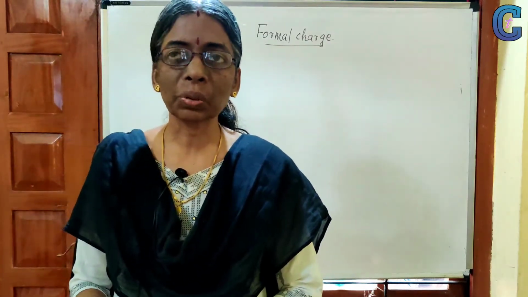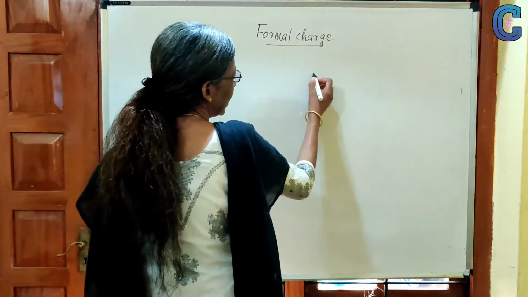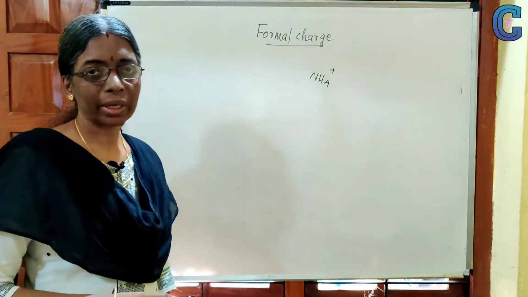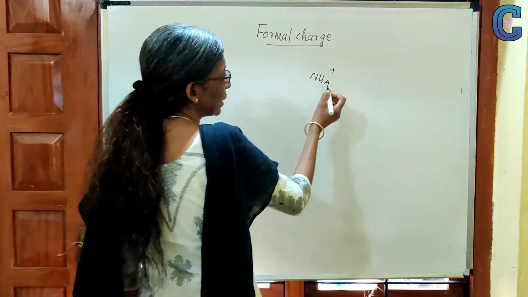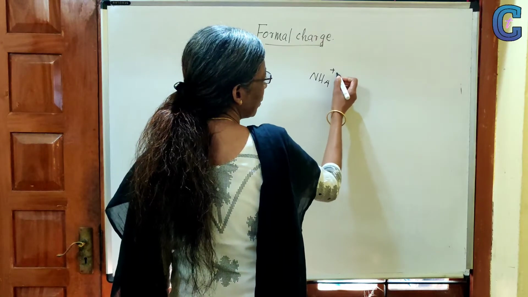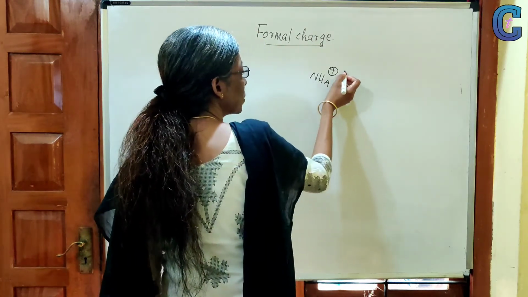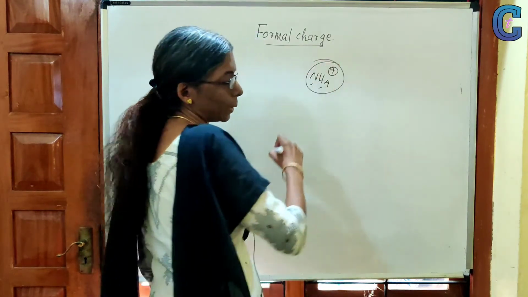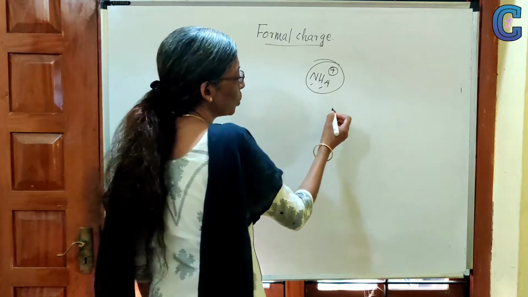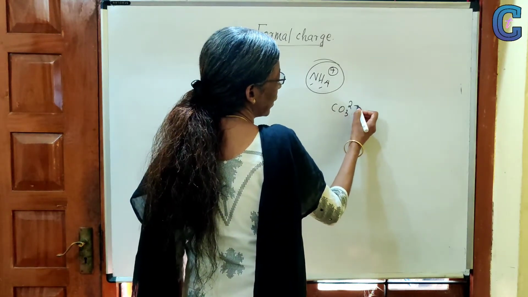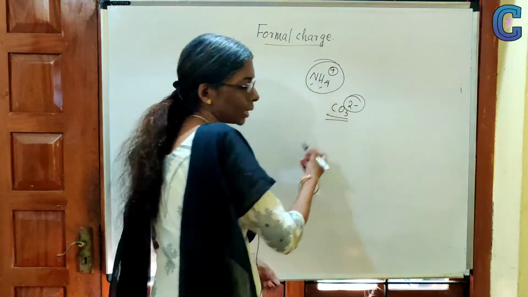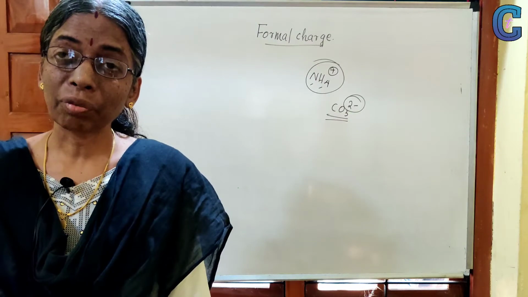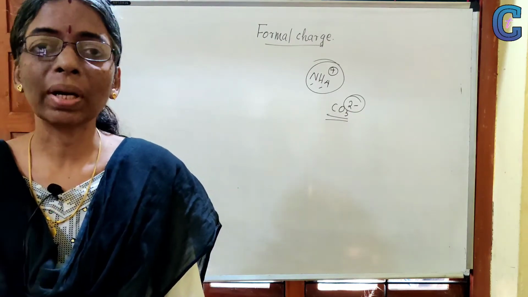Okay, suppose first one we can see this one, NH4 plus. This is actually a polyatomic ion. So in polyatomic ions, this charge is given, so this is on the top, plus. This is the total charge of all the atoms, nitrogen, hydrogen, everything. But if you see CO3 2 minus, this is the charge of all the atoms, right? But we can also calculate the formal charge for individual atoms.